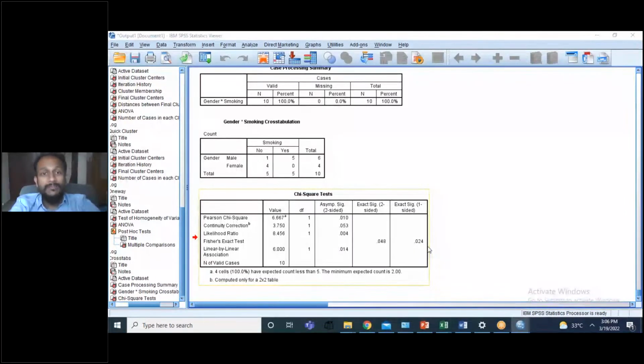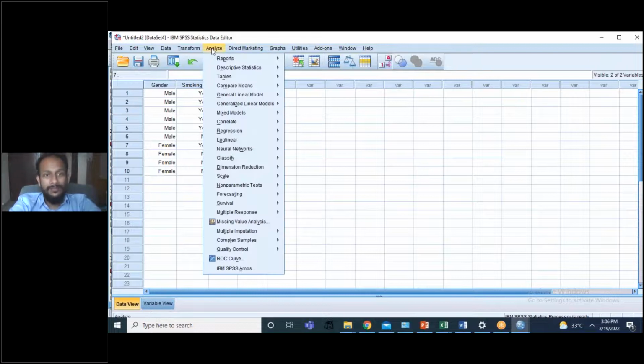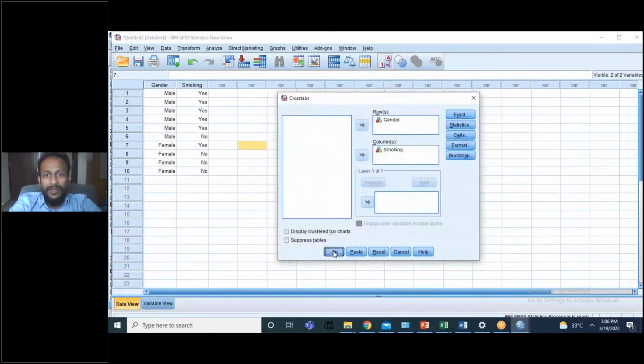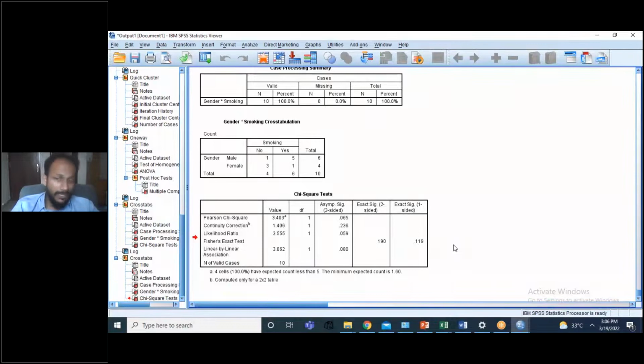Now let us say I'm changing this data, let's say if any one female smokes, and then I'm redoing the analysis. Crosstab, okay, click on OK. Now you can see that it is not significant. That means that I can't generalize that male smoke and female don't smoke. Now this is the advantage of having SPSS. You can do the similar thing in Excel also, but SPSS is way too easy compared to Excel when you're doing this type of analysis test.